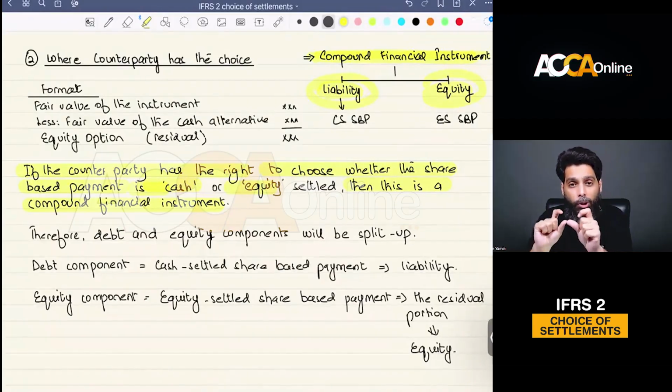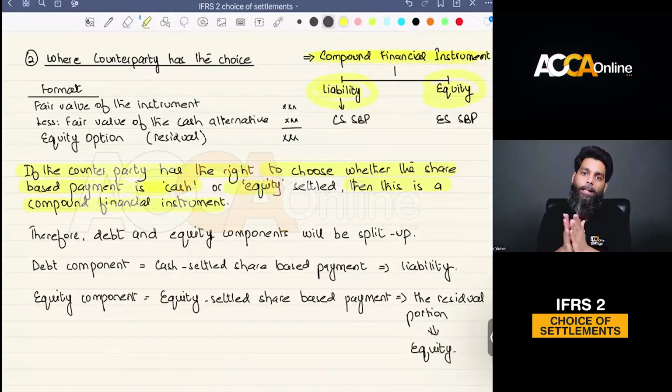If we have issued an instrument which contains elements of both debt and equity, then we need to account for these transactions with both elements in it, debt and equity both. So remember guys, we used to do split up accounting. We are going to split up the debt component and we are going to split up the equity component.